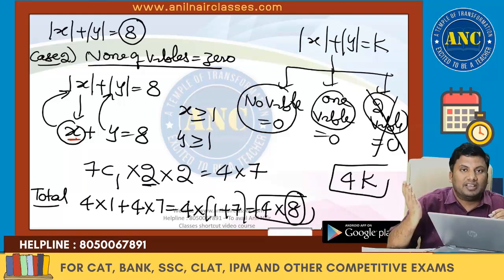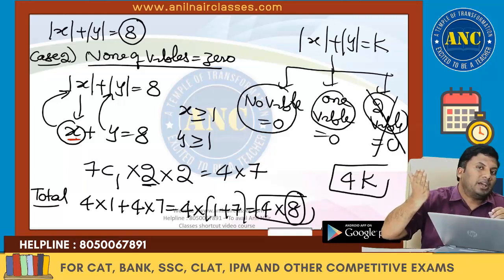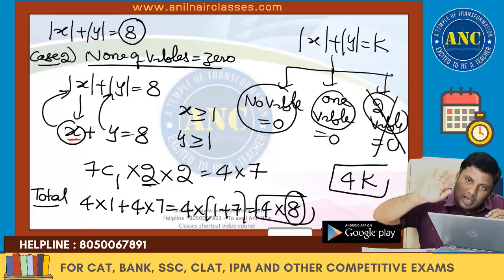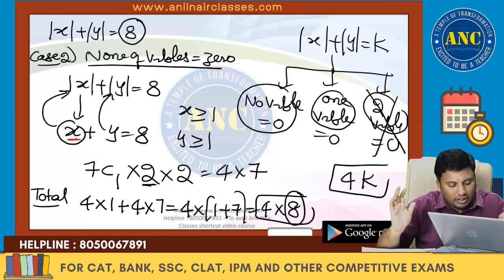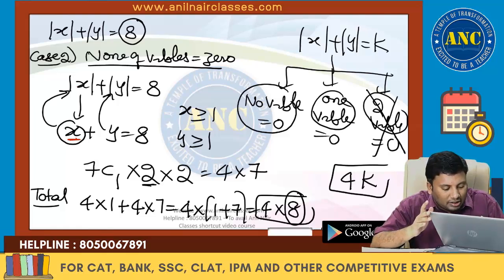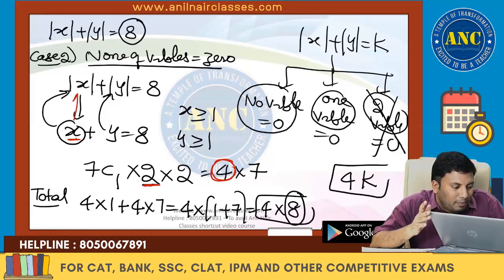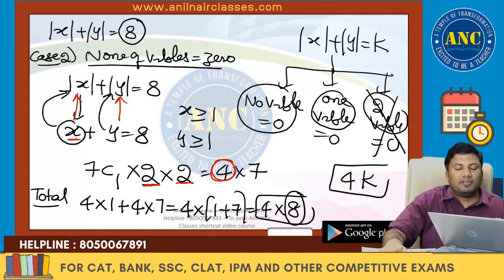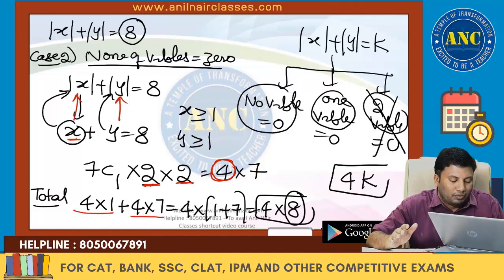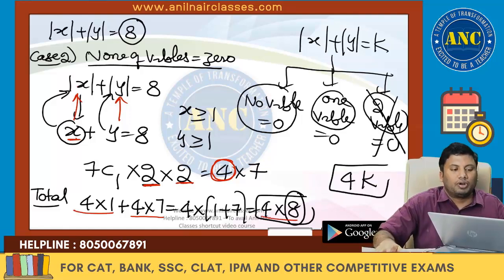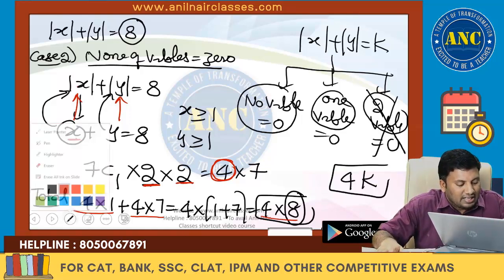3 plus 5 is 8. Mod of plus or minus 3 is 3, two cases. Mod of plus or minus 5 is 5, so 2 into 2 is 4. 7C1 into 4. These 4 will be constant because it will be plus or minus. Here also it will be plus or minus. 7C1 into 4, the answer is 4 into 7. It is 4 into 1, 4 common, so it is 4 into 8.